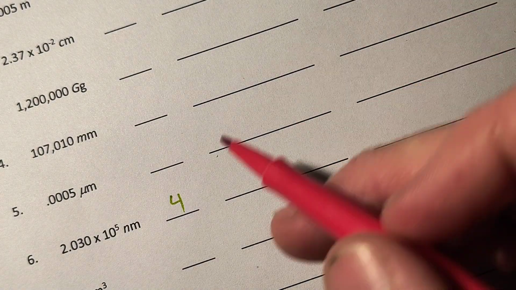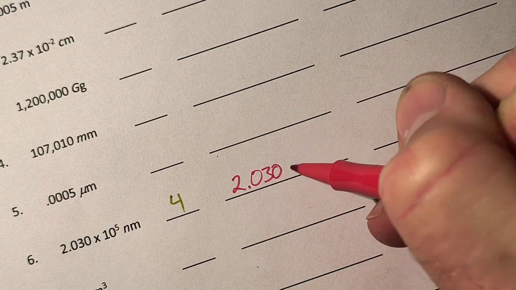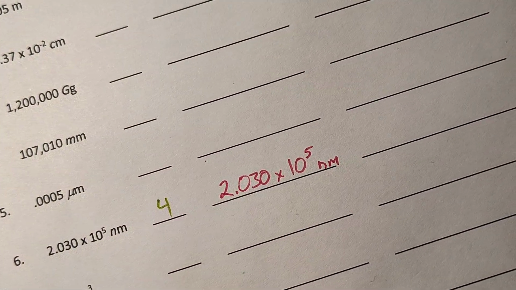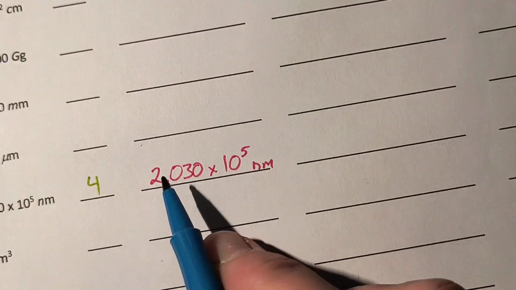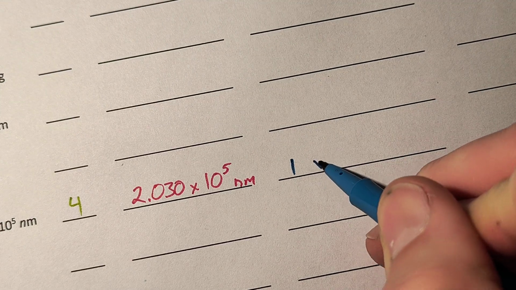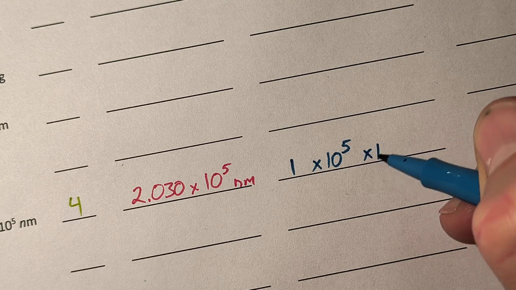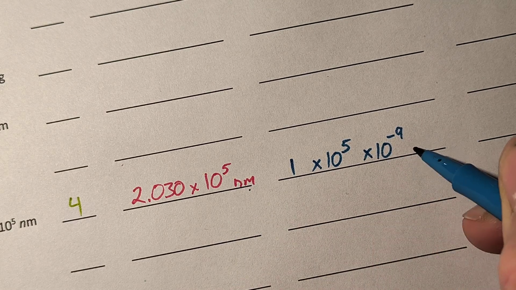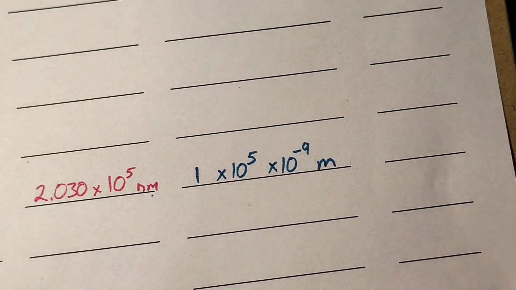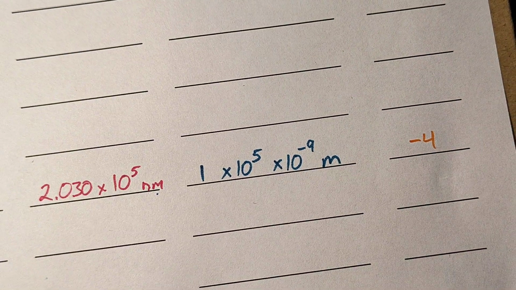And then scientific notation, it's already in scientific notation, so we'll just leave it as is, 2.030 times 10 to the 5. Oh, nanometers. Okay, and then this number is going to round down in terms of our orders of magnitude, so we'll turn it into a 1. We've got times 10 to the 5th, and then nano is times 10 to the negative 9. And then we'll just carry the meters over. And then finally, we're going to count up our powers of 10, 5, and negative 9, make negative 4. So that's the order of magnitude of that number. All right, and that's how it's done.